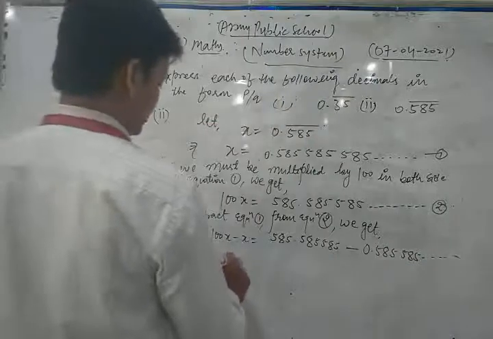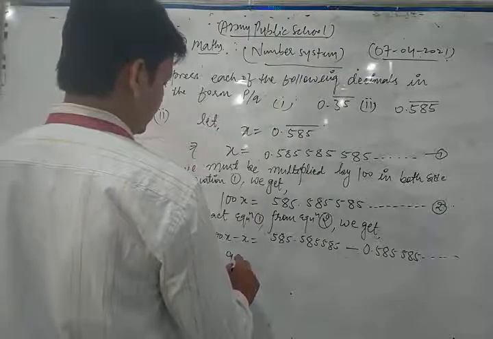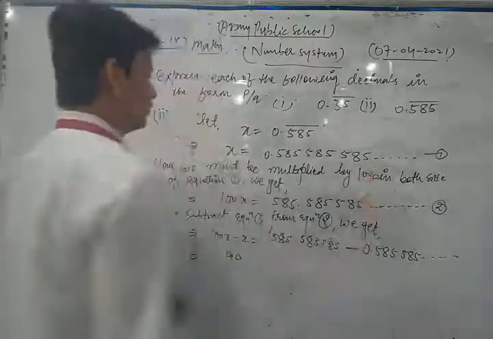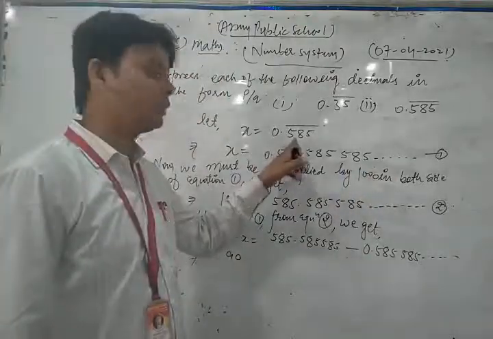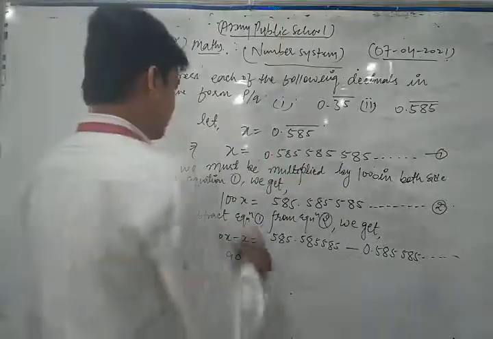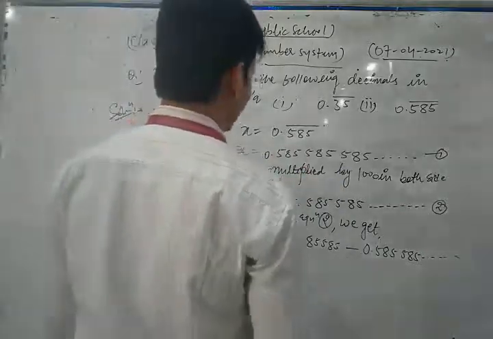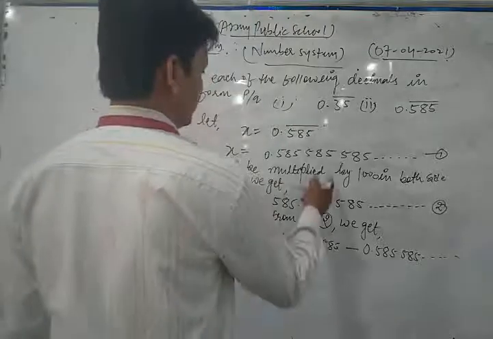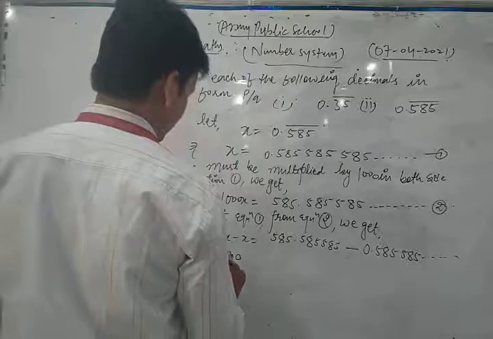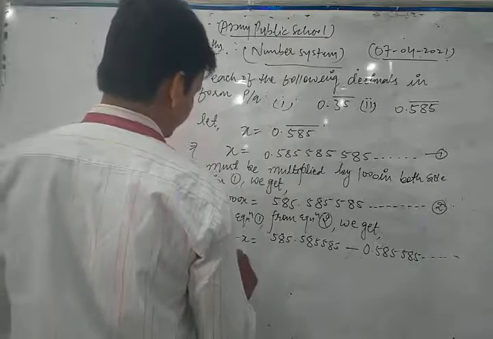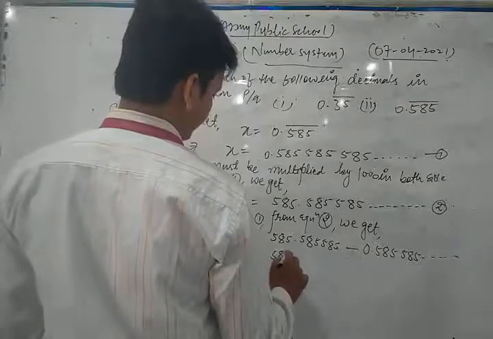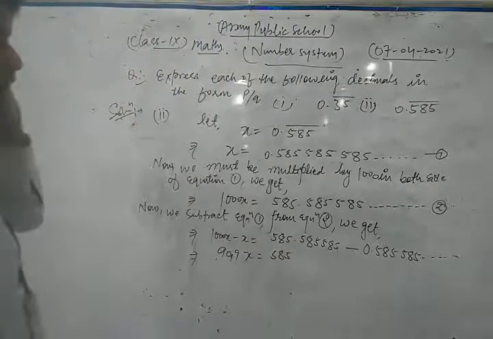Oh, sorry, we must multiply by 1000 now, because in that question the number of digits which have a bar is 3. So we must multiply by 1000. So this is 999x is equal to 585. Now what do I get?